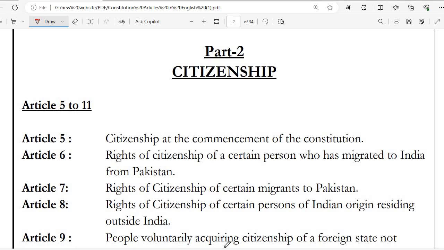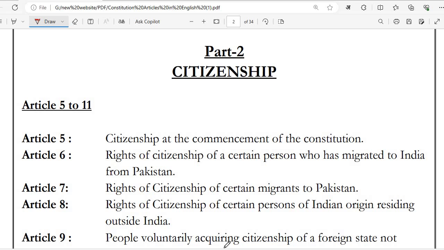Okay, Part 2 of the Constitution is citizenship, and the general information you must have is that India has adopted the provision of single citizenship mainly from the UK constitution. However, the UK does not have a written constitution but rather conventions. The Indian Constitution provides single citizenship, and Articles 5 to 11 explain the citizenship provisions.